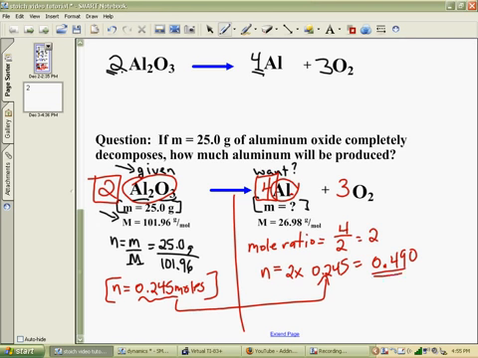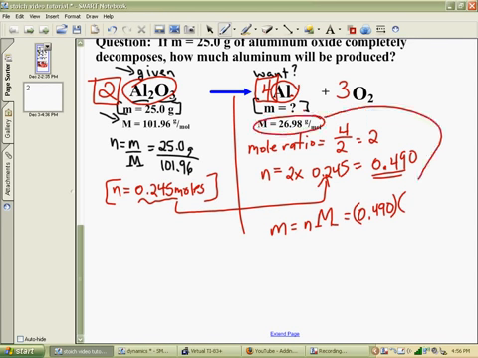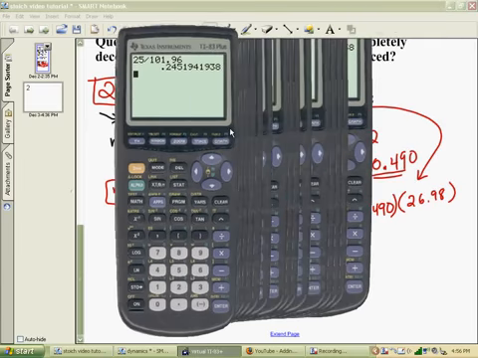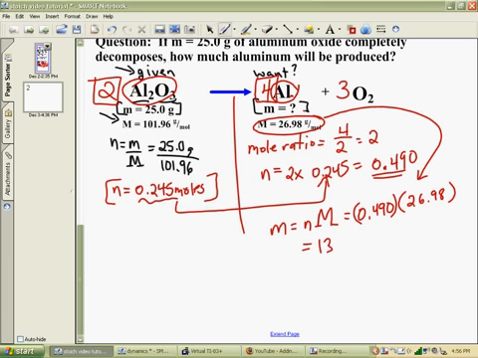Now that's just the moles of aluminum. If you want to get the mass of aluminum, we rearrange our other equation. It's moles times molar mass. So you take your 0.490 and you multiply by the molar mass of aluminum, which is 26.98 grams per mole, and we'll get an answer in grams. So we'll bring up our calculator, shove it to the side. We needed to double that number. So 0.490 times 26.98 gives me 13.23 grams. So it turns out that if you have 25 grams of aluminum oxide, you get 13 grams of aluminum.